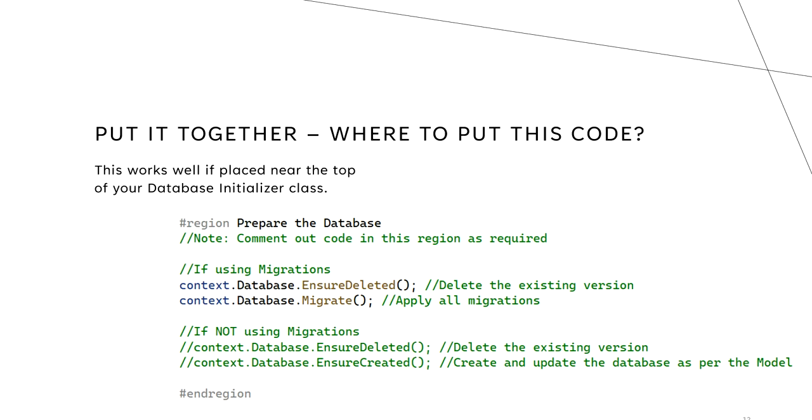So this is a minimal approach: have a region to prepare the database. If using migrations, we could call ensure deleted and migrate, and then comment out things if we want to keep on playing around, creating test records and so on. Or if we're not using migrations, you can use the other approach as shown here and just comment out code, put it back in place and use it. But that's a very crude approach. When we come to the next step, step 5, we're going to put a much more elegant approach in place. But the concepts are basically the same.